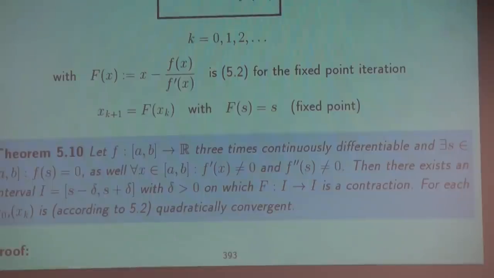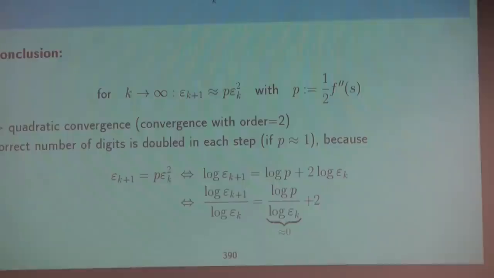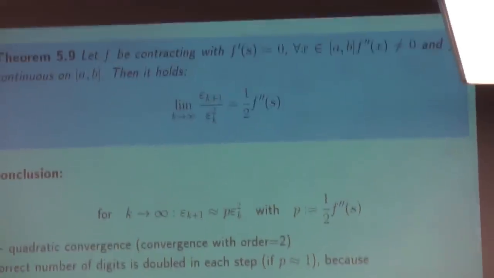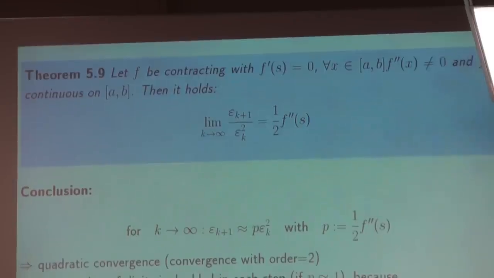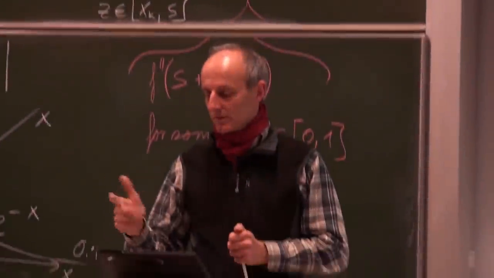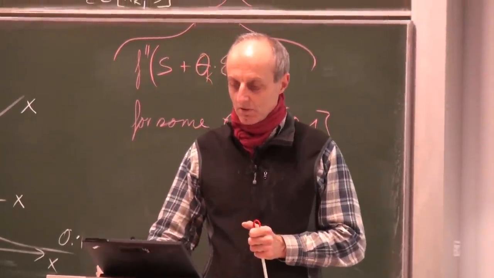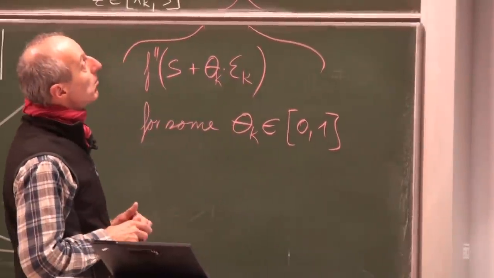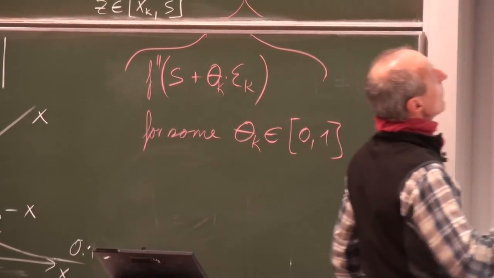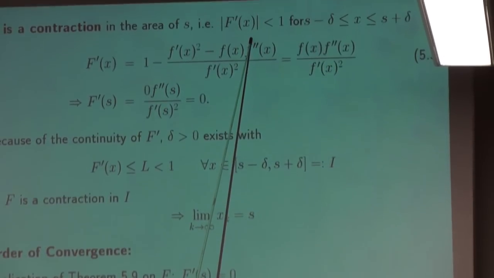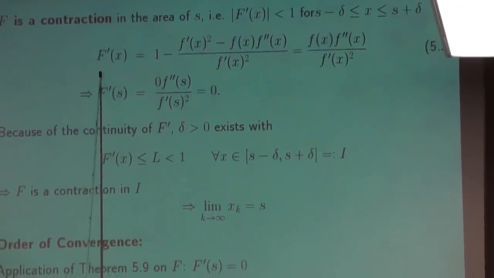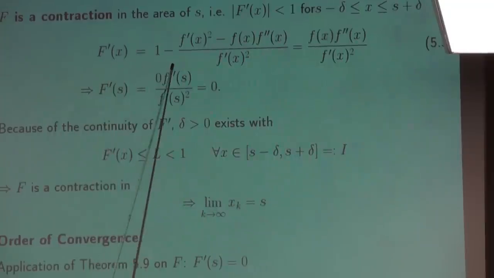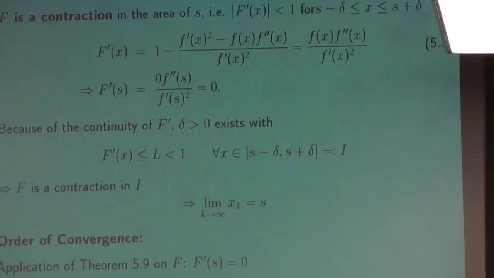Okay, so what's missing? What do we need to prove? We need to prove that the first derivative of capital F is zero, that's what we must show, and the second derivative is non-zero in the whole interval. Okay. First derivative of F, it's this. I mean, we just apply the ratio formula for the derivative of capital F, and that's what we get.